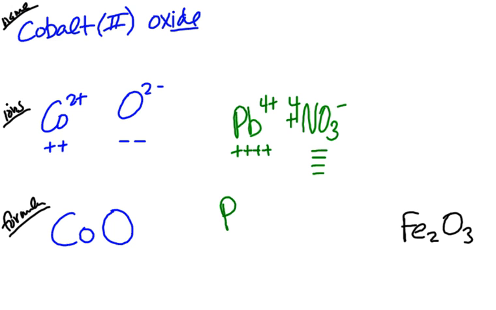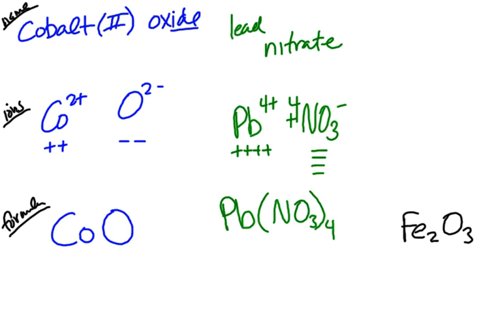So when I write this out, remember my parentheses, that would be Pb(NO3)4. Okay, 4 of the nitrates for the 1 lead. And then I know that's lead, and I know it's nitrate, but I need to identify the name from the formula and from the ions. In this case, it would be lead(IV) nitrate.